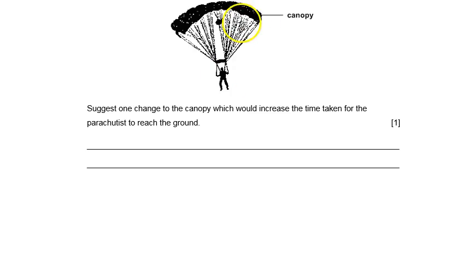Now, what would you change to the canopy to allow it to trap even more air as the parachutist falls down to the ground while being pulled down by gravity? Okay, so I've given you a lot of clues there. All you need to do is to think about it and then write down your answer here when you are given the worksheet later. Thank you.